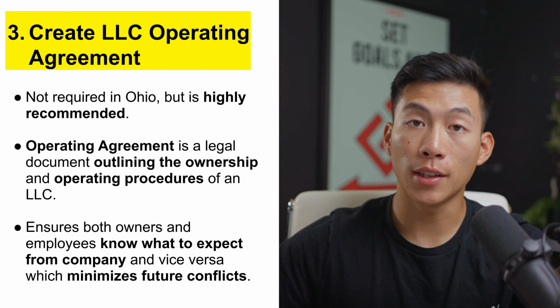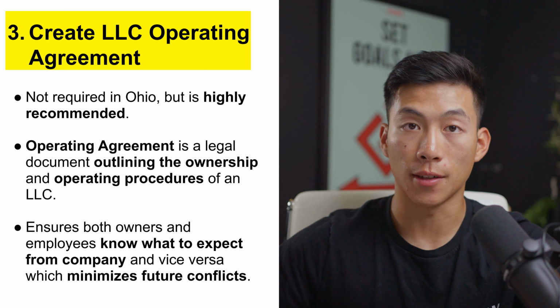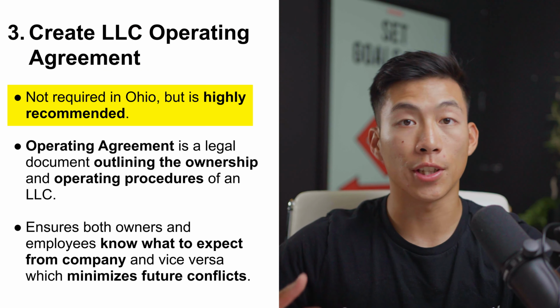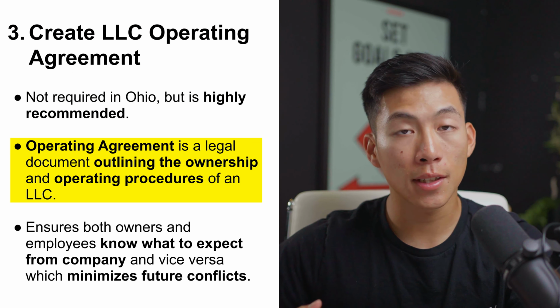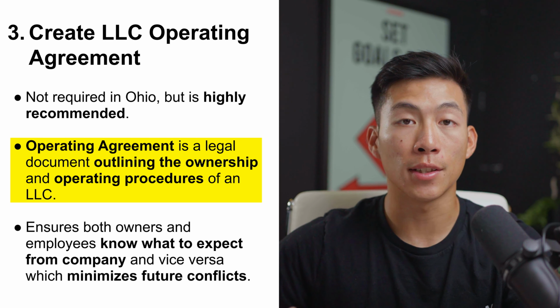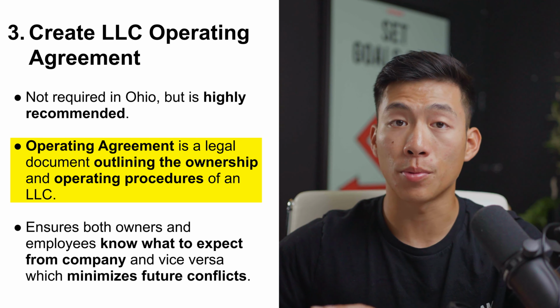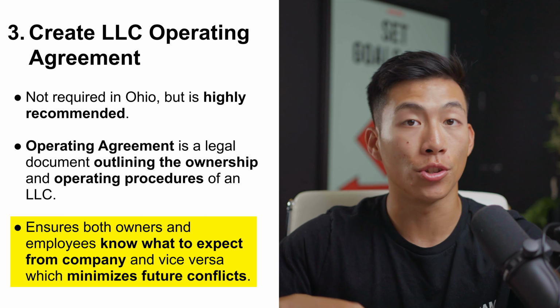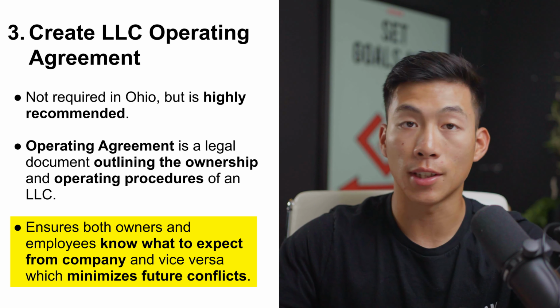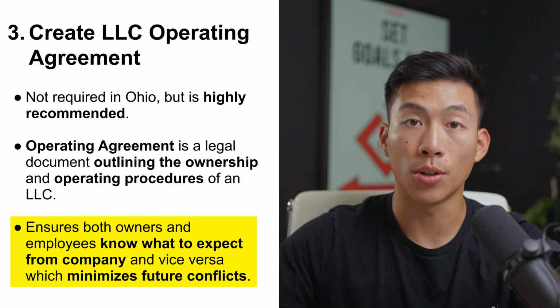Next, you're going to want to create the operating agreement for your LLC. Although this is not required for the state of Ohio, it is highly recommended. An operating agreement is basically a legal document that outlines the ownership and just basic business procedures. This way, there's no miscommunication or conflict between you as the employer and any employees that you have. Everybody's on the same page and they know what to expect of each other.